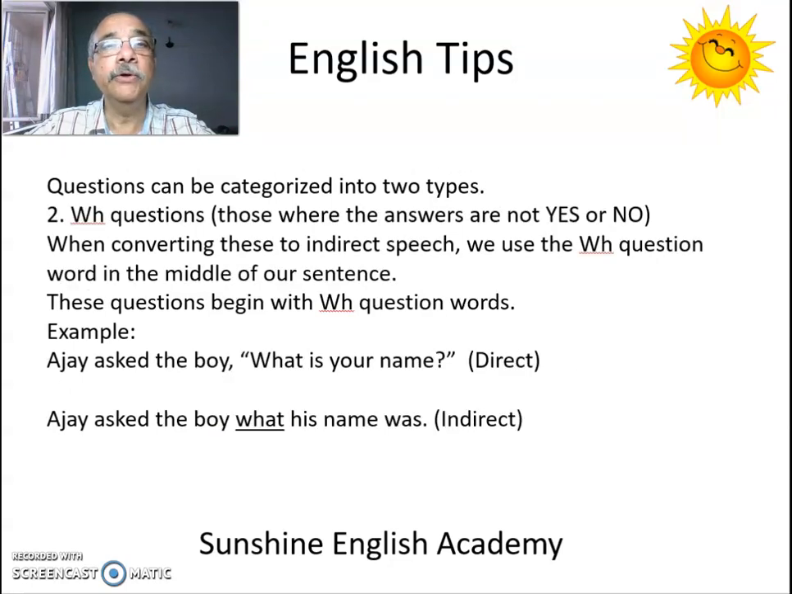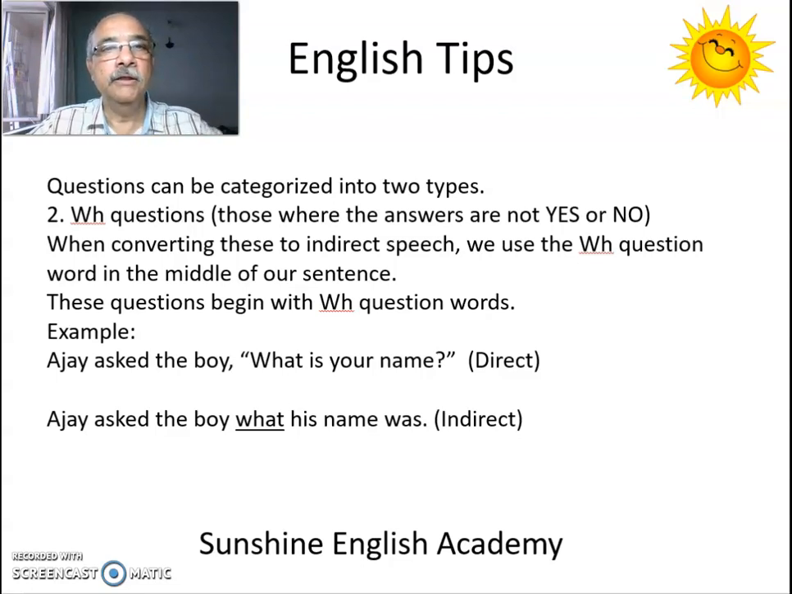Then there are WH questions. These questions always begin with WH question words. And the answers to these questions cannot be yes or no. While converting these to indirect speech, we use the WH question word in the middle of our sentence. For example, Ajay asked the boy, "What is your name?" So in the indirect speech, we would say, Ajay asked the boy what his name was.